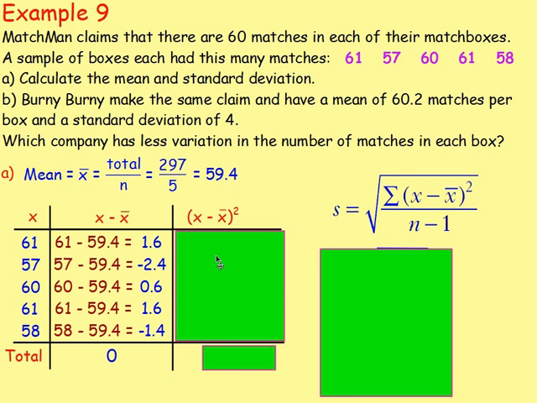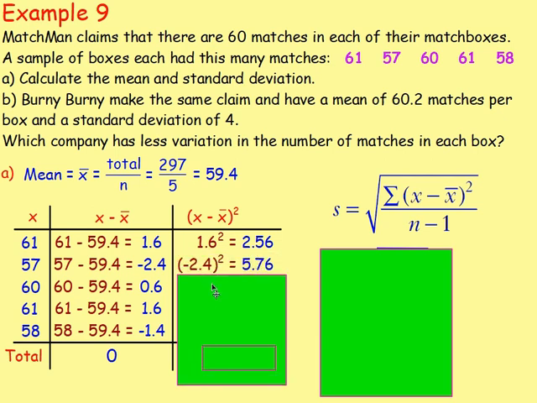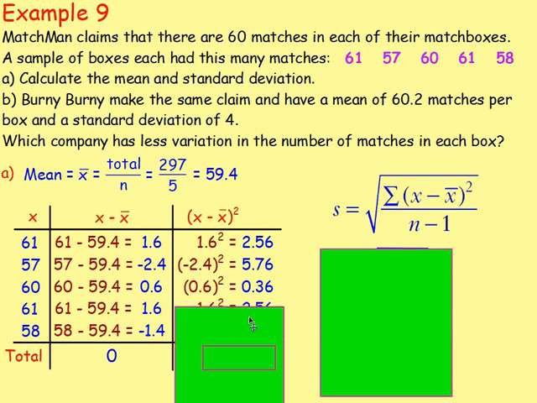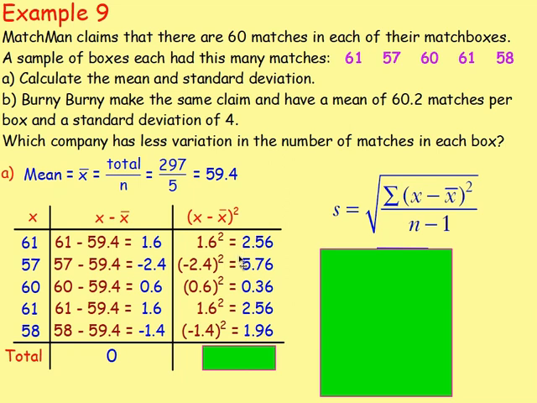We also have x minus x bar squared, which means we're taking this x minus x bar number and we're squaring it. So the 1.6 squared is 1.6 times 1.6, which is 2.56. We're taking negative 2.4 and we're squaring that. If you square a negative, it becomes positive, so that will give us a 5.76. Square each of these numbers, and remember that when you do that, every single number here, because you're squaring the number in this column, will always be positive. Whenever you square a number, it will always give you a positive answer.